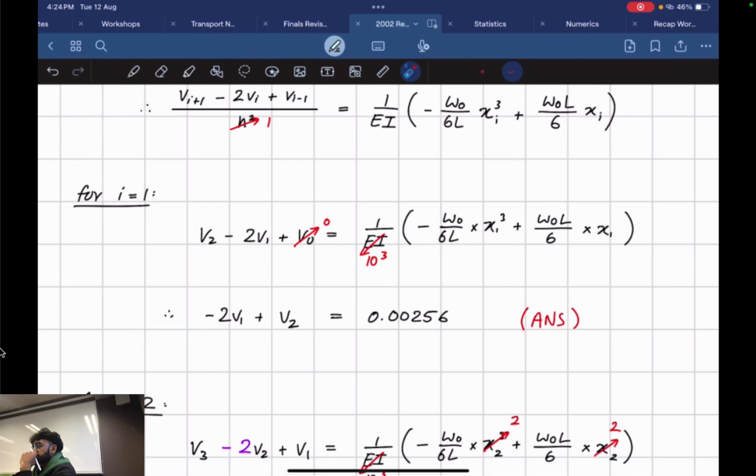In the formula, it's like f of x_{i+1}. So you just converted x into i. No, so I'm saying that.